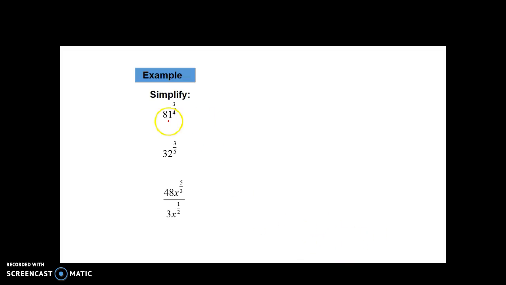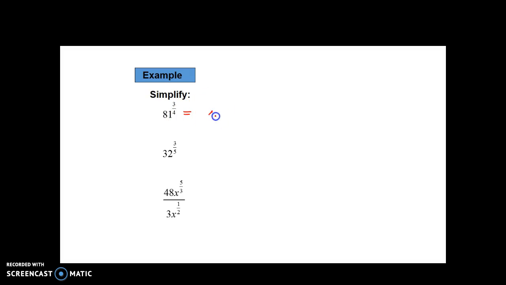So let's take a look at a few examples. I'll try to work them as best I can, and hopefully I'll give you a sense of how to deal with fractional or rational exponents. Here we have 81 to the 3/4. Maybe just try to pause the video and set this up.